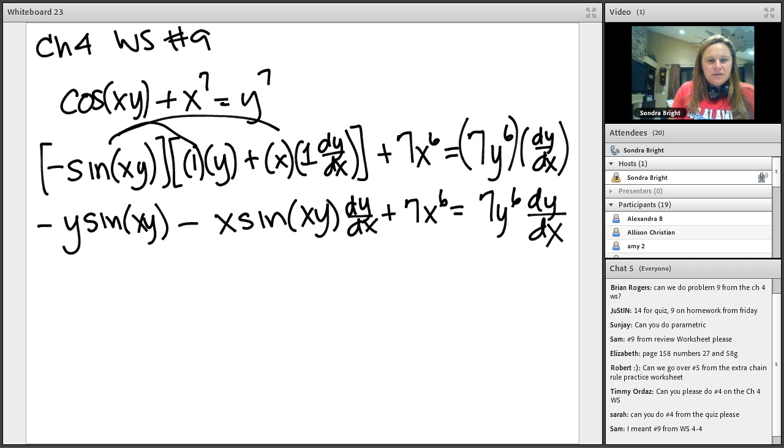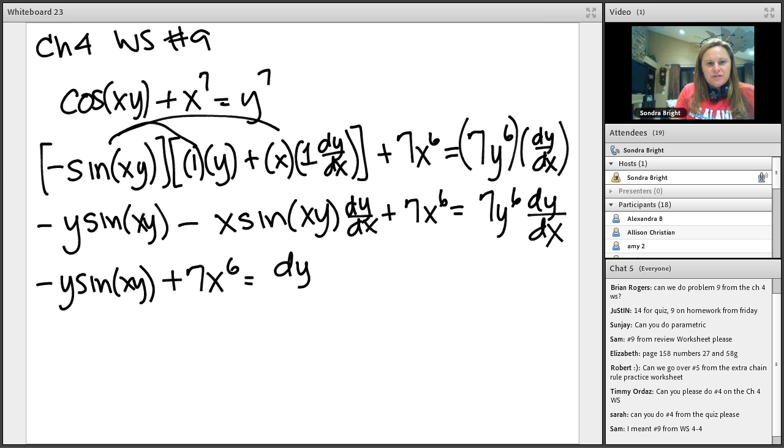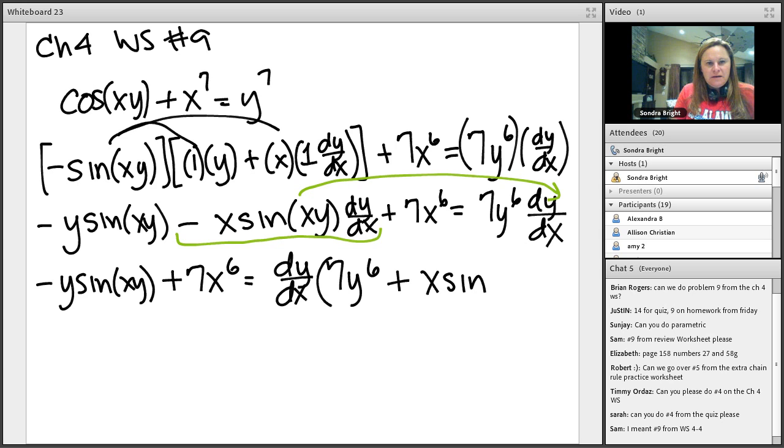All right, I'm going to collect all the dy dx's on the same side. So this first term will stay there. I'm going to add the second term. I've still got the plus 7x to the 6th. And then I'm going to factor out the dy dx at the same time. It's a 7y to the 6th, and then this whole term here, I'm bringing over here, so I'm adding that term, and I'm factoring out the dy dx at the same time. So this should be a plus x sine of xy.